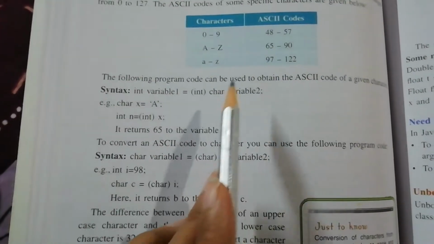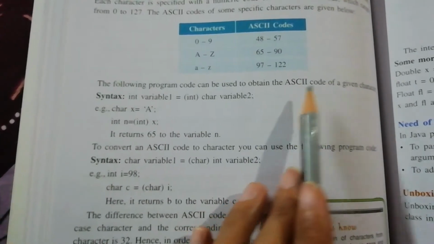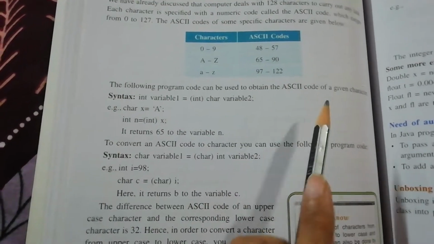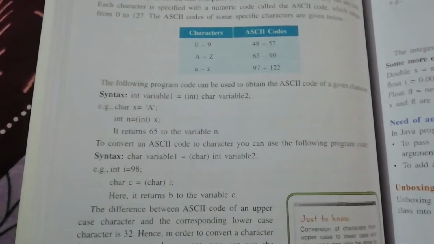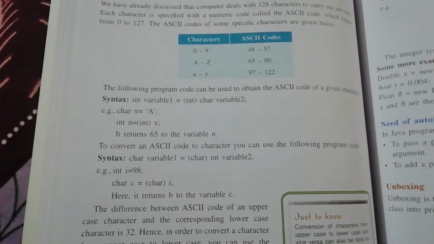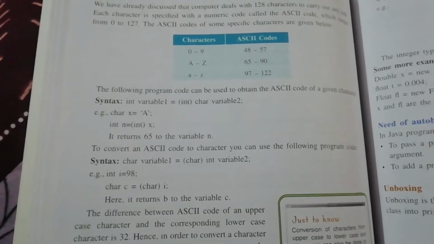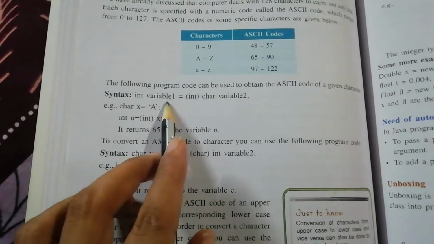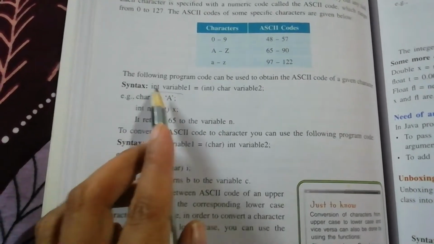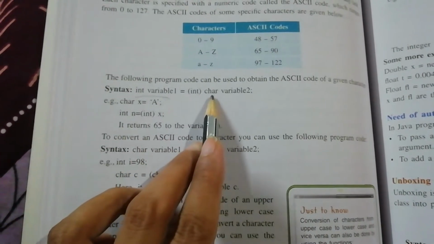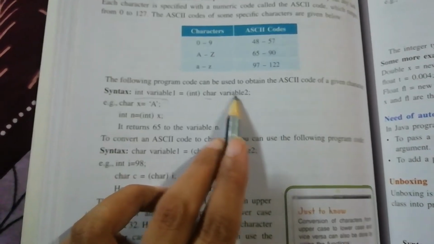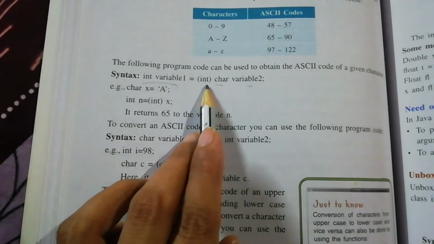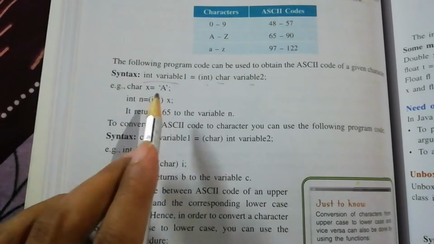So the first thing is used to obtain the ASCII code of a given character. That means you are given a character and you have to convert it into an ASCII code. Now when you change to ASCII code, that means it may be some integer value. So to hold that you must have an integer variable. So that is why integer variable 1, character variable 2, of type character, and you have to do a type conversion. This is called explicit type conversion, integer.